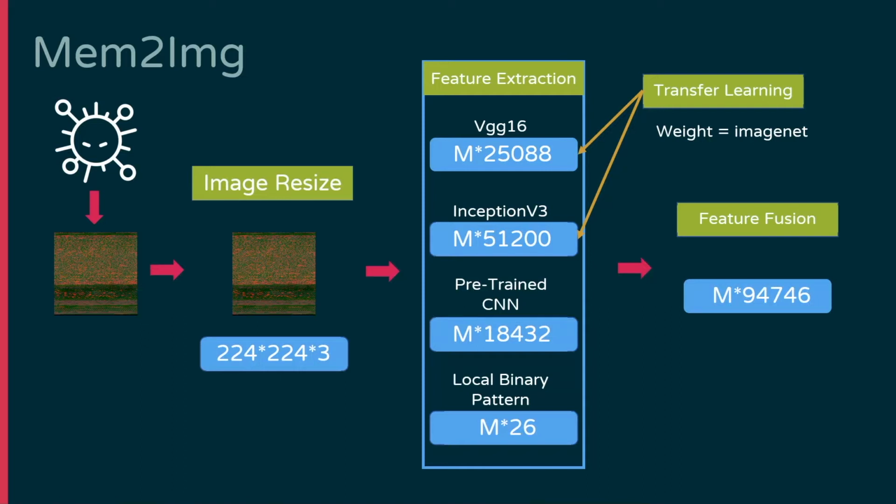The next step is feature extraction. We use VGG16, Inception v3, and one pre-trained CNN, and the output size is shown in the block. Additionally, I also add the local binary pattern as a feature. The weights in VGG16 and Inception v3 are from ImageNet, and the weights of the CNN are trained on 30-class malware families. After feature extraction, the feature fusion step combines the 4 features into one array.